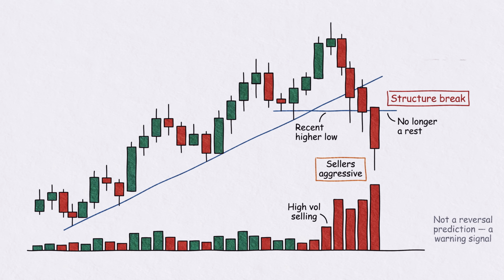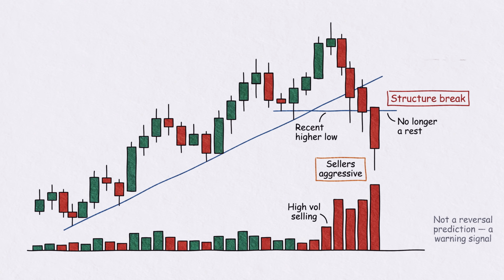Now compare that to a dangerous pullback. Same uptrend. Price starts correcting. But this time, volume bars are large, above average, maybe increasing with each bearish candle. The candles are bigger. Price is falling with momentum. Then price breaks a recent higher low.